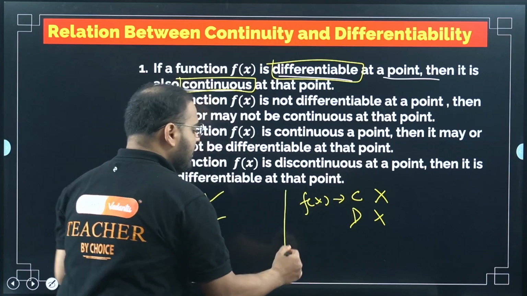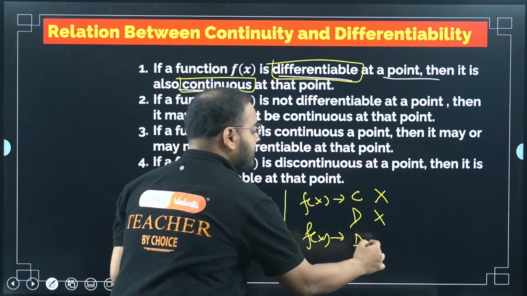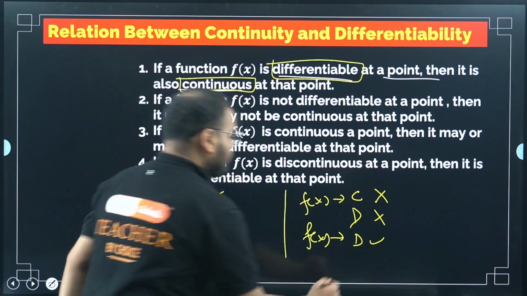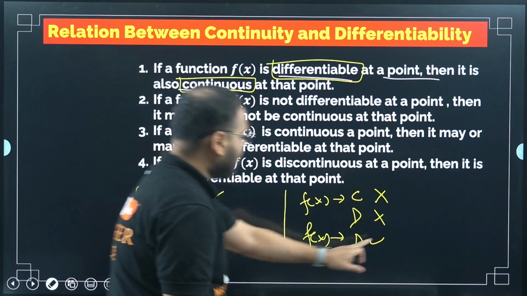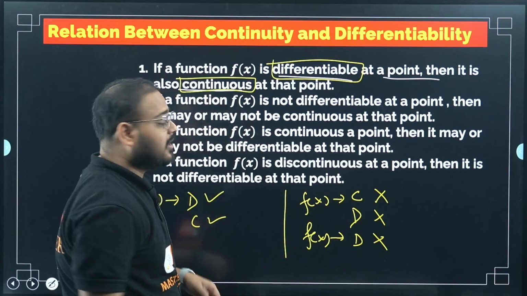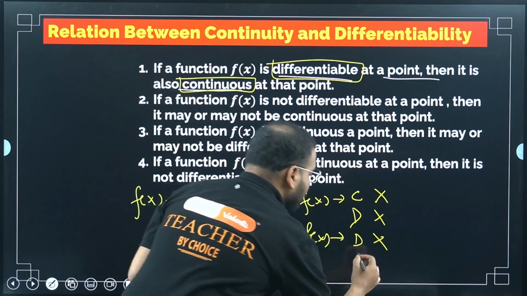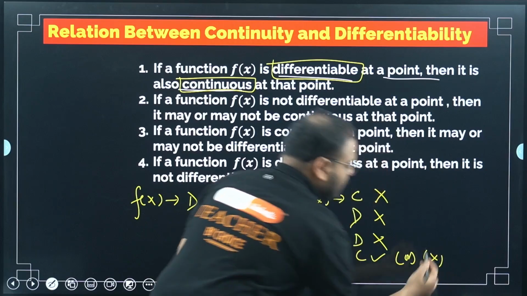What is the other way around? If the function is not differentiable, then it may or may not be continuous. Both conditions might exist.